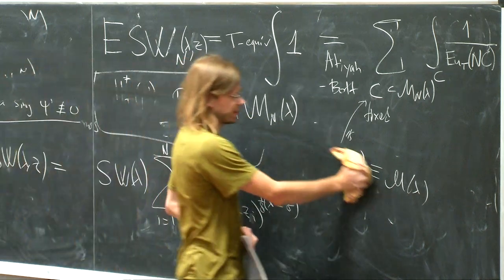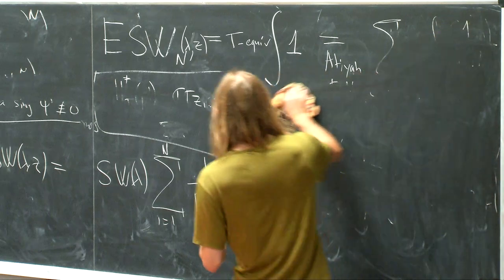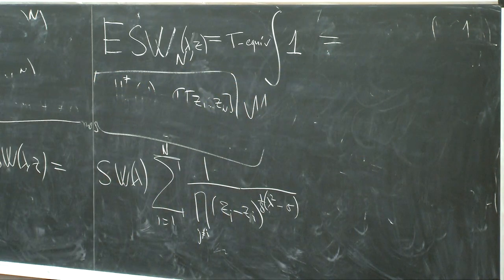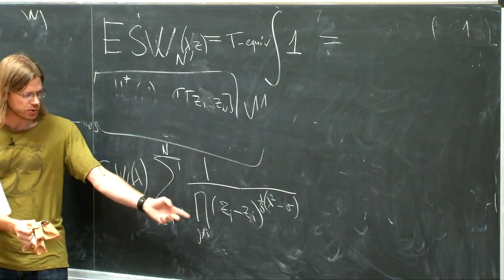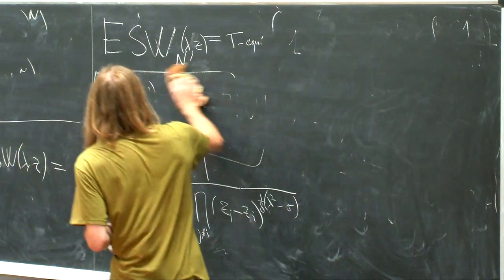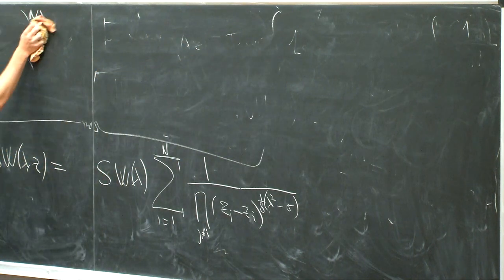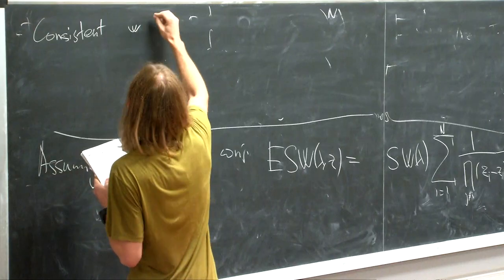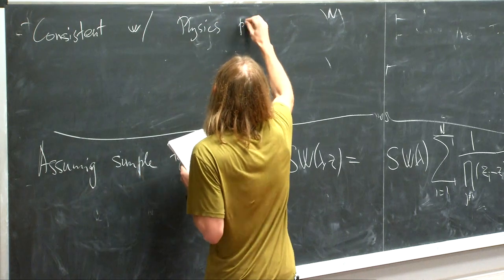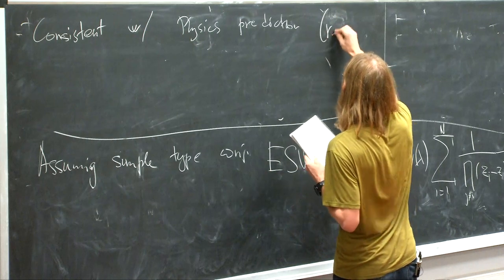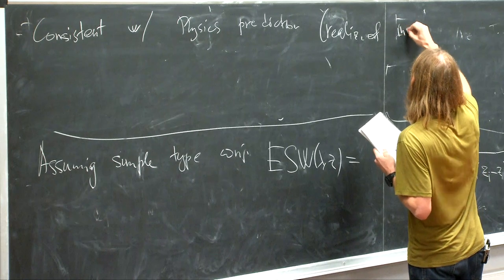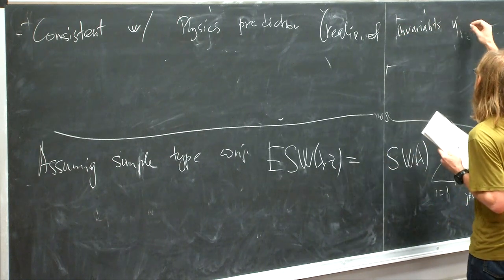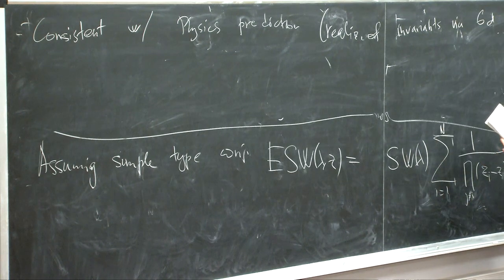So what? I promised in the beginning that this should have something to do with vertex operator algebras. You can already see it has a structure similar to the correlator in the vertex operator algebra which I wrote before. So this is consistent with the physics prediction, namely the realization of invariants via 6D SCFT on, so this multi-monopole invariants on a four-manifold times some punctured sphere.